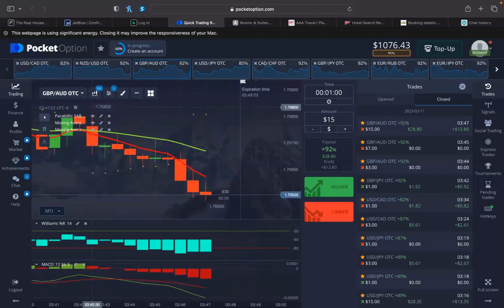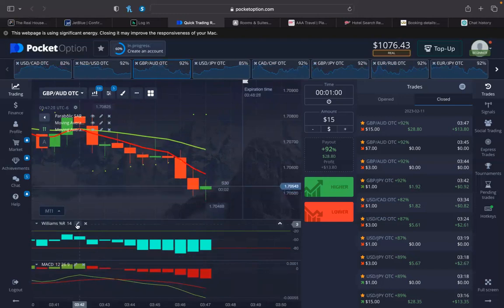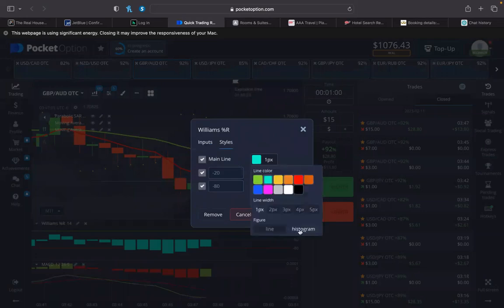So as you can see, once again, I'm using parabolic SAR. I have 2 EMAs. I have the Williams percentage. And in order for me to change this over, I go to styles, click on the main line. And here it's going to say histogram. I select the histogram and I trade with the histogram for Williams instead of the line.